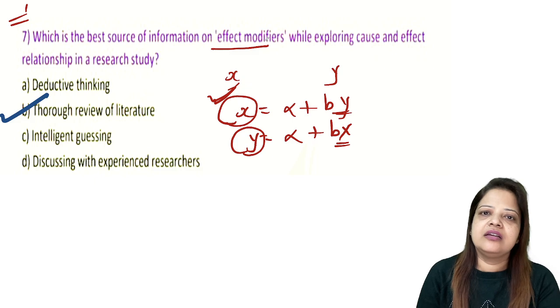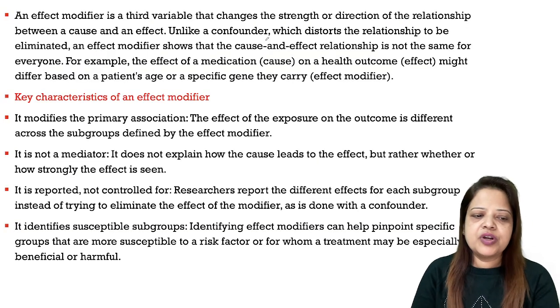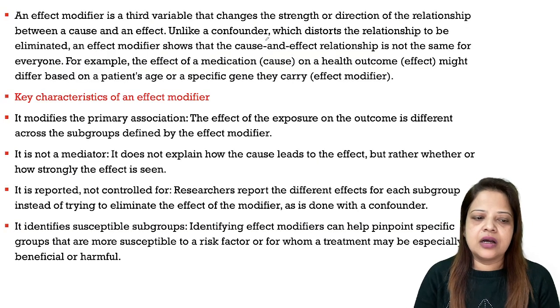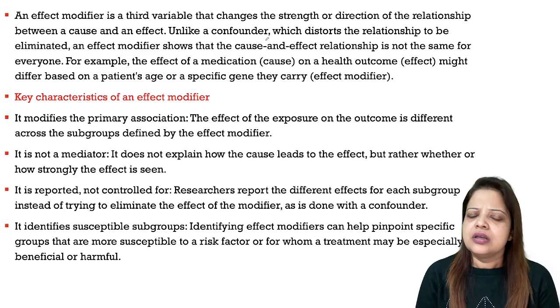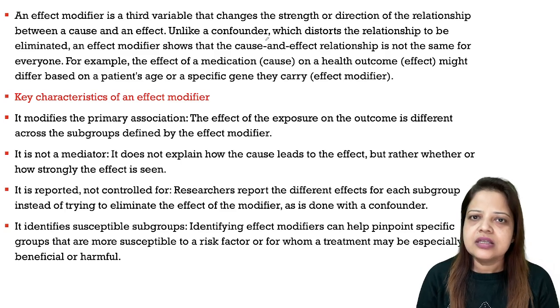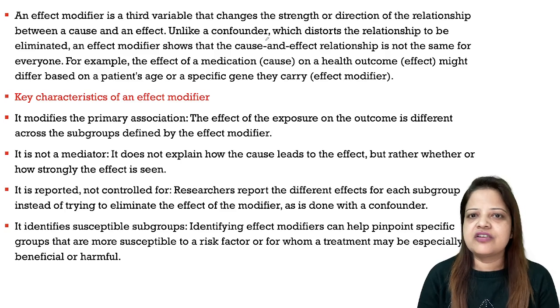After that, I'll give you the answer. Effect modifier, it identifies susceptible subgroups. An effect modifier is a third variable that changes the strength or direction. So if there are two variables, it is called a regression analysis. With the help of regression analysis, you can find out the cause and effect relationship.